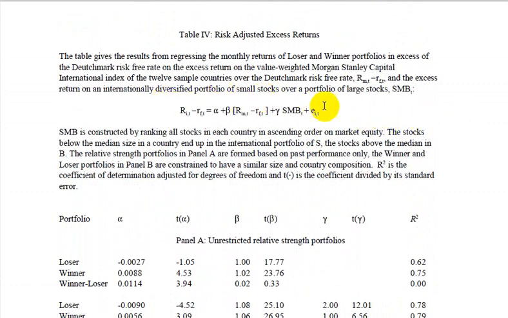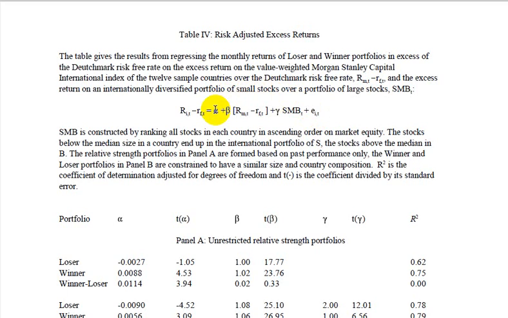Okay, so here we have a common regression where we've got the excess return of the portfolio over the risk-free rate, and this risk-free rate is going to be the Deutschmark. And here we have an alpha plus a market risk factor where we have a beta times the return of the market minus the risk-free rate. And then we have a size factor, which is the SMB, the return of the small stocks over the large stocks within an internationally diversified portfolio. And then we have an error term.